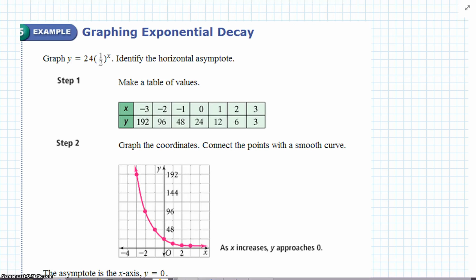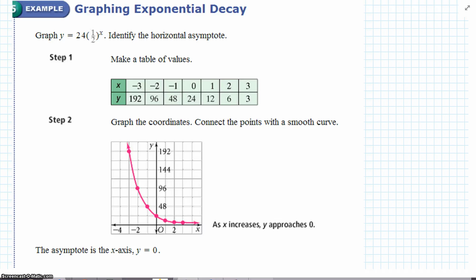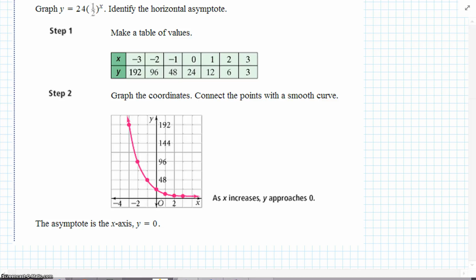So graphing exponential decay. So here we go. y equals 24 times 1/2 to the x power. Identify the horizontal asymptote. Okay. So when x equals -3, y equals 192, and so on and so forth, and you just plug in points and you keep going. So you graph the coordinates. So as x increases, y approaches 0.